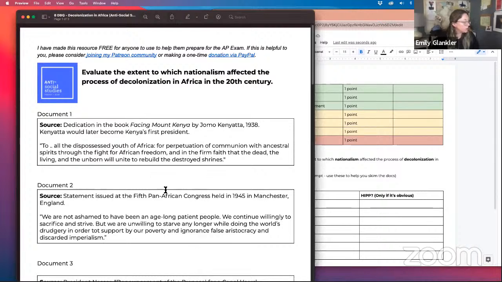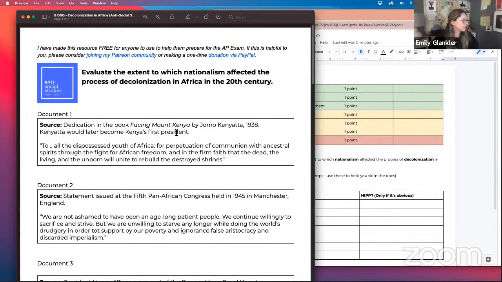So document 1, you should always read the source information first. It drives me crazy. I'm a grader. I grade DBQs for the AP exam, so I might be one of the people grading your DBQ this year. And it's amazing to me how many people miss some pretty helpful information if they just don't read the source. Because sometimes you can almost answer the prompt from the source information.